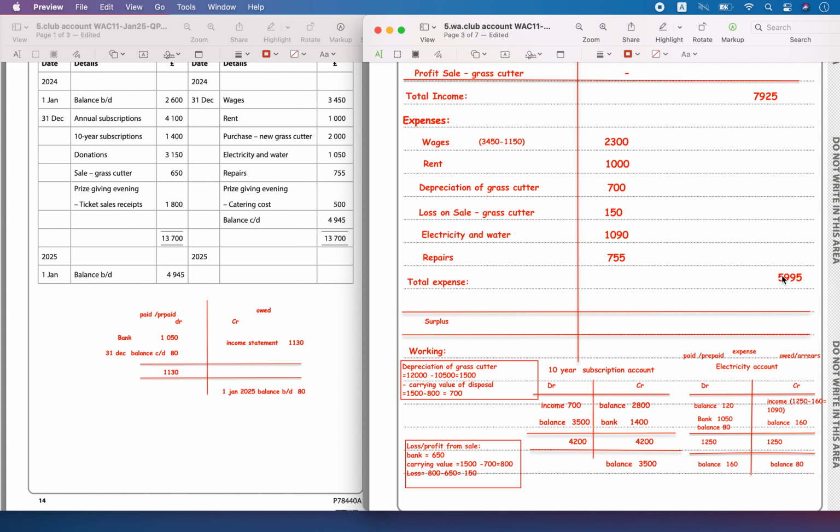Now let's calculate the surplus or the deficit for the club. Okay, so what happens is, we see a surplus. It was 7925. 7925 minus 5995, that is equal to 1930 is the surplus which they have been able to get. 1930 is the surplus.